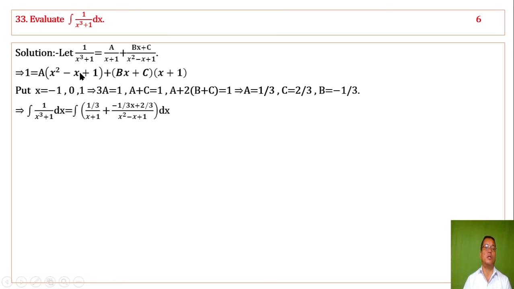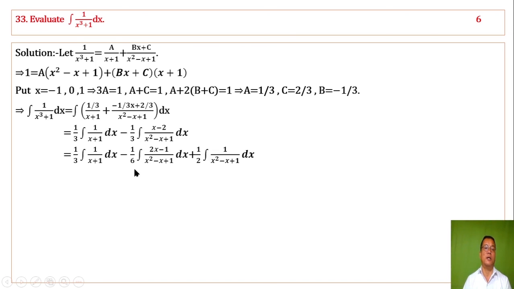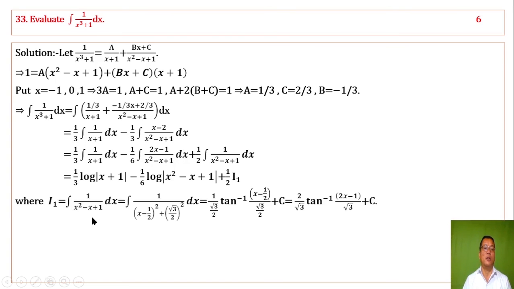Put these values in the above expression and taking integral on both sides, we have this, which is equal to this. For this, we have this. Then expand this in this form. Taking their integrals, we have this. Here I1, where I1 is equal to this.